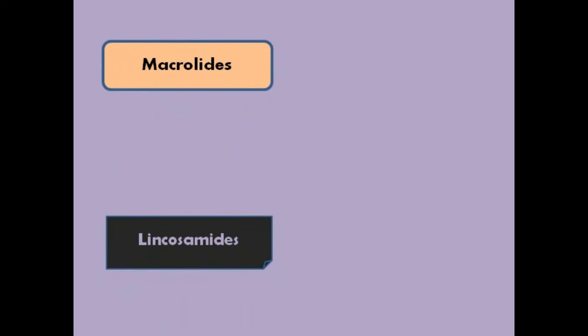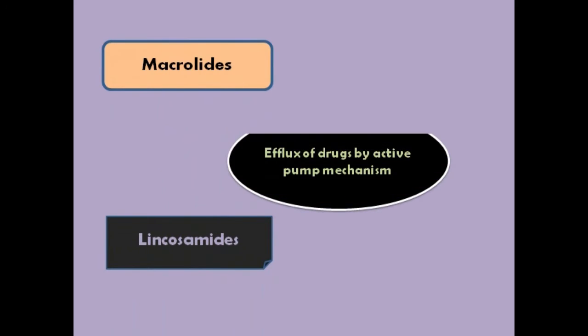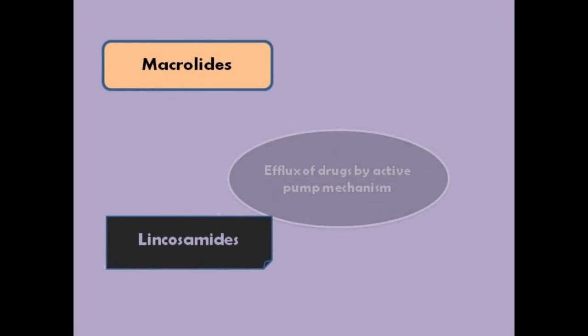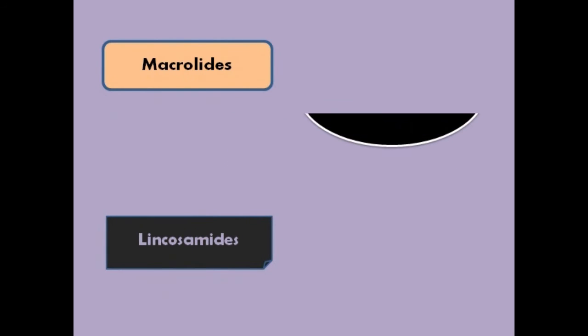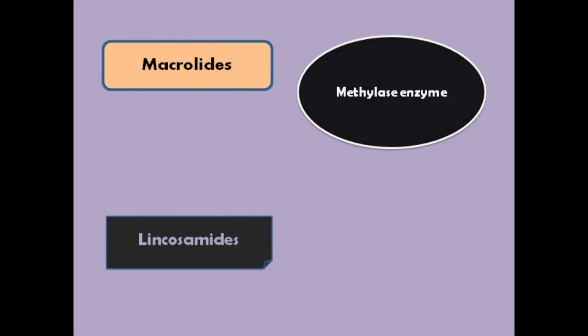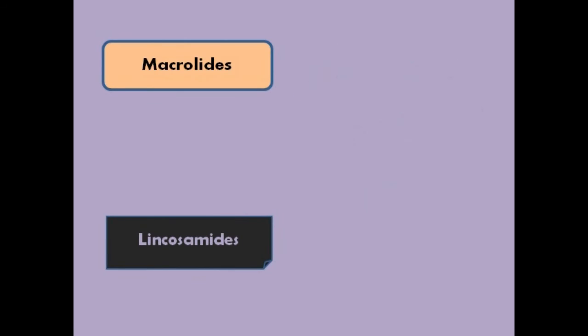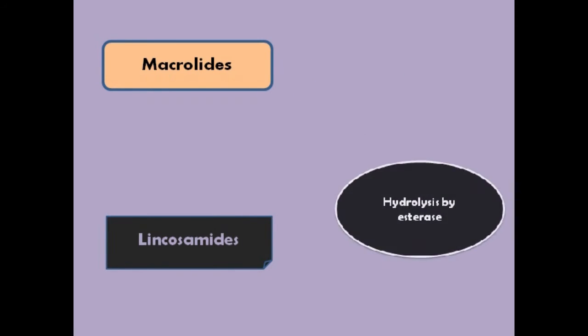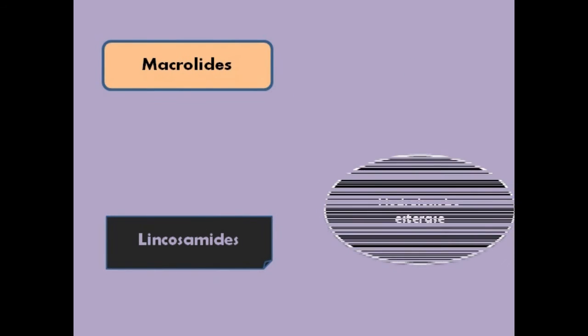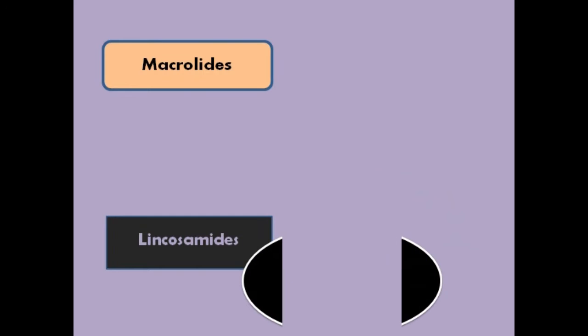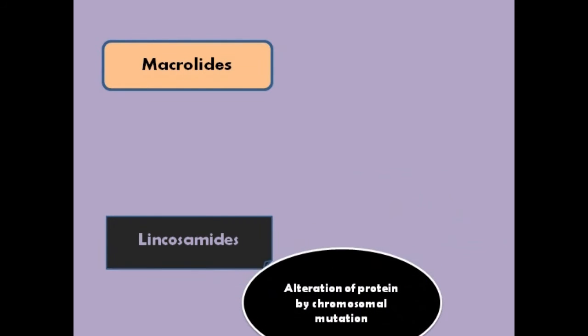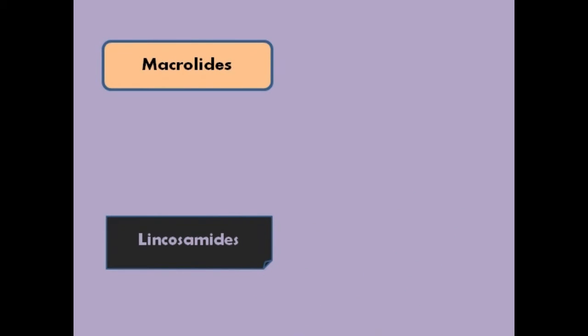The mechanism of resistance of macrolide is similar to lincosamide. First, the efflux of the drug by an active pump mechanism. Second, the action of methylase enzyme that causes ribosomal modification. Third, the hydrolysis of the drug by esterase. And lastly, the alteration of the 50S ribosome by chromosomal mutation.